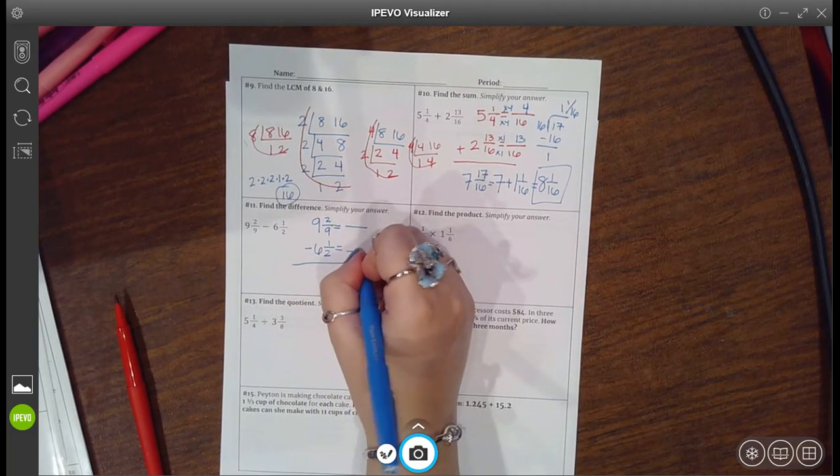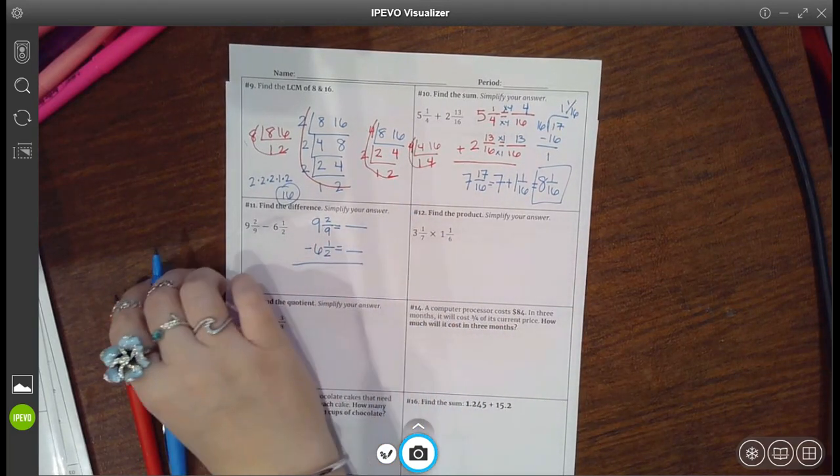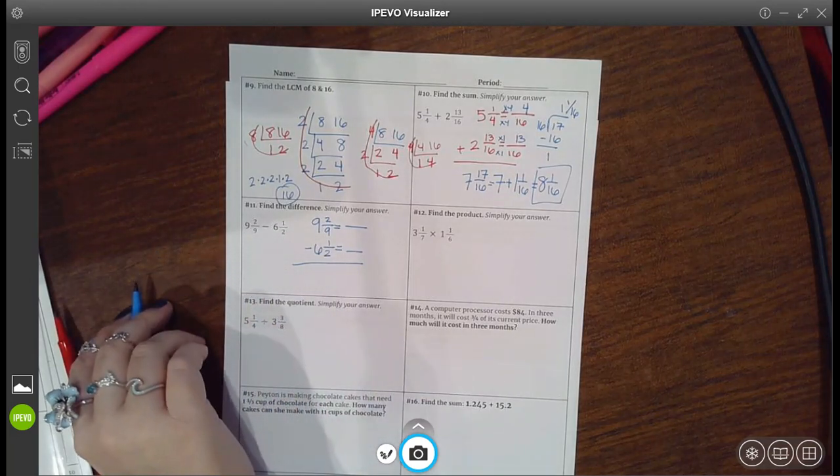Okay, again, if you're subtracting, still please rewrite them vertically and try to find a common denominator. So what can 9 and 2 both become? Well, look at the bigger number, 9.